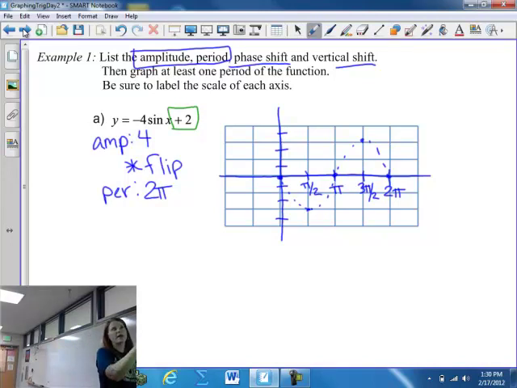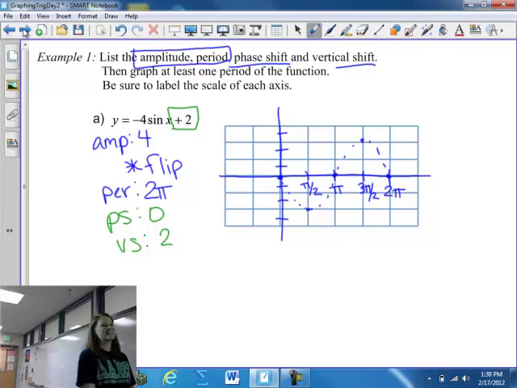Yes, we are. So this wording, phase shift is always left and right. Is there a phase shift? No phase shift. You can say 0 or none. Is there a vertical shift? Yes. What is it? Up 2. Okay. So we're going to take this graph and we're going to move all the dots up 2.